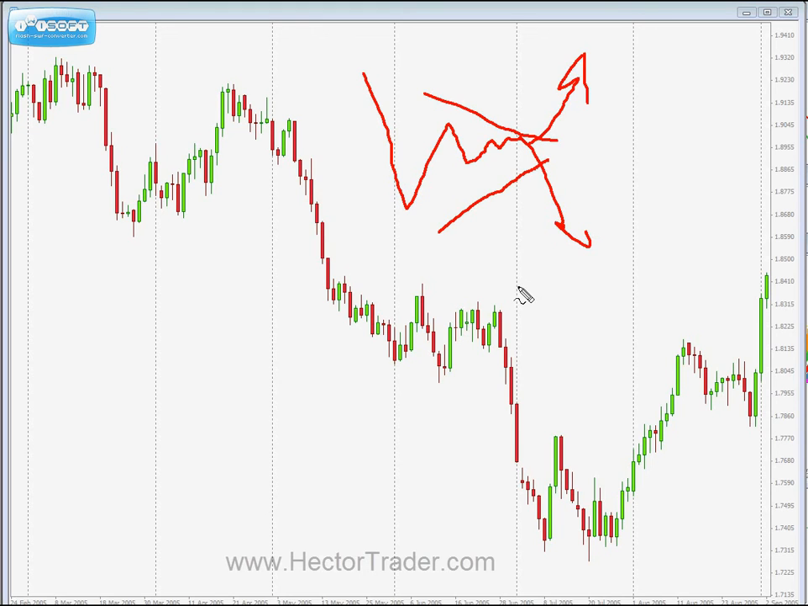Basically, the way I see triangles, the way I always explain them, a triangle or any type of congestion area, it's basically price needing to take a breather. It needs to slow down a little bit before gathering enough momentum to continue with a whole new swing, hopefully in the direction of the main trend.